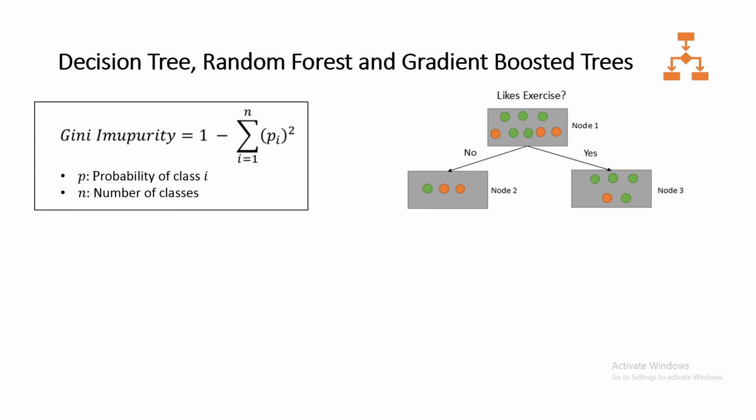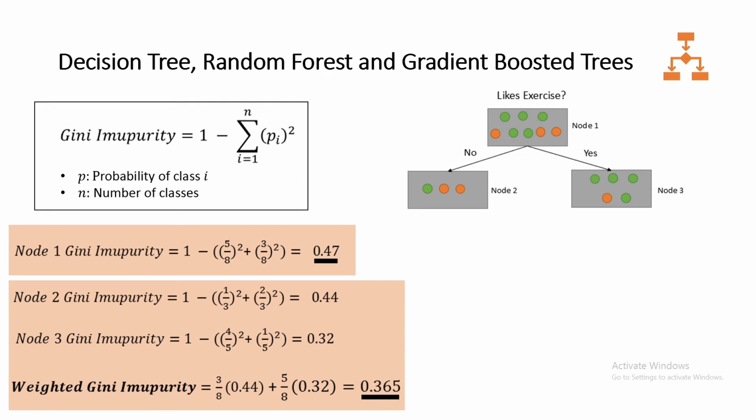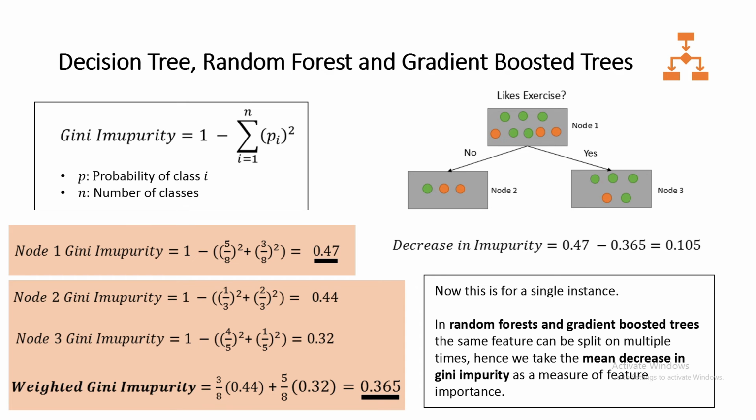So going through the example here, to calculate the decrease in Gini impurity, we look at the first node and calculate the Gini impurity here, which is 0.47. We also calculate the weighted Gini impurity of the next two nodes, which is 0.365. And so the decrease in Gini impurity is 0.47 minus 0.365, which is 0.105. Ideally in a decision tree, we want big decreases in impurity because this suggests that we're sorting the data well. So this was for a single instance.